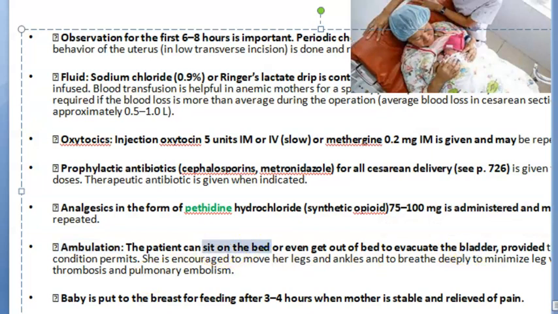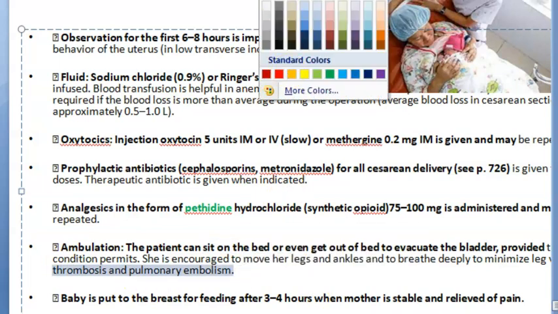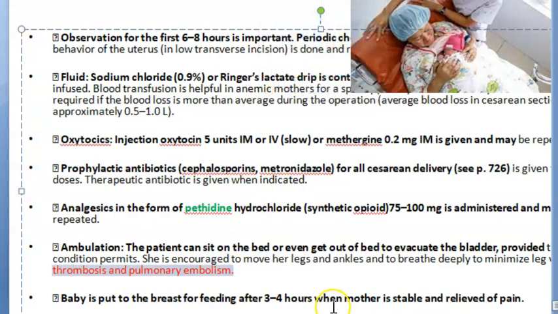She can even sit on the bed, they are saying, right? And she's encouraged to move her legs and ankles and she should take deep breaths so that she can reduce thrombosis and pulmonary embolism, right? So these two are bad things. So she's encouraged to move her legs.